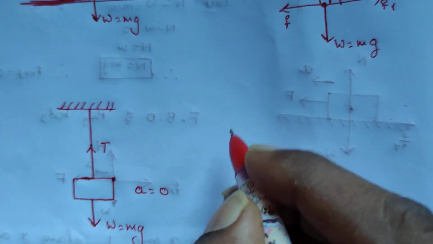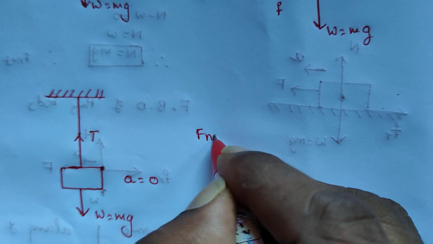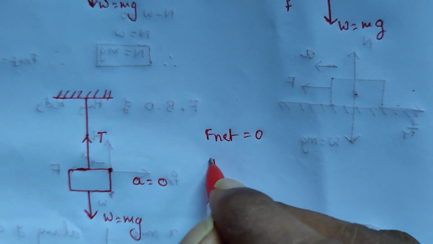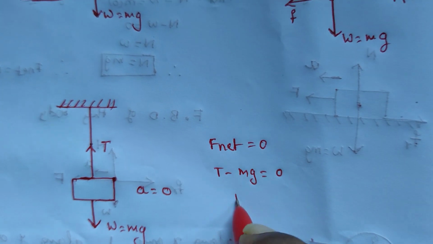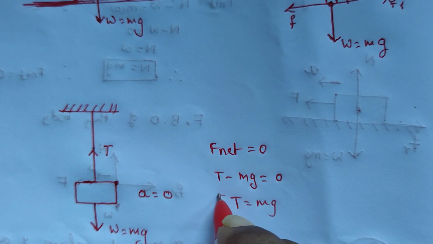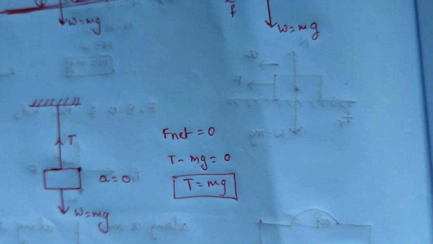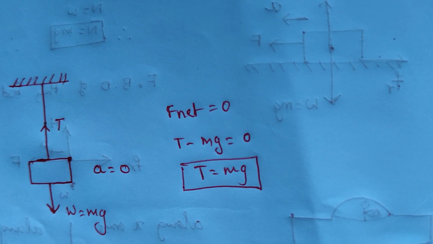Net force acting on a body, how much? Net force acting on a body, F net equal to 0. Represent T minus mg equal to 0. Therefore, tension equal to weight of the body, but direction opposite direction. Here tension and weight of the body acts in opposite direction on a body.